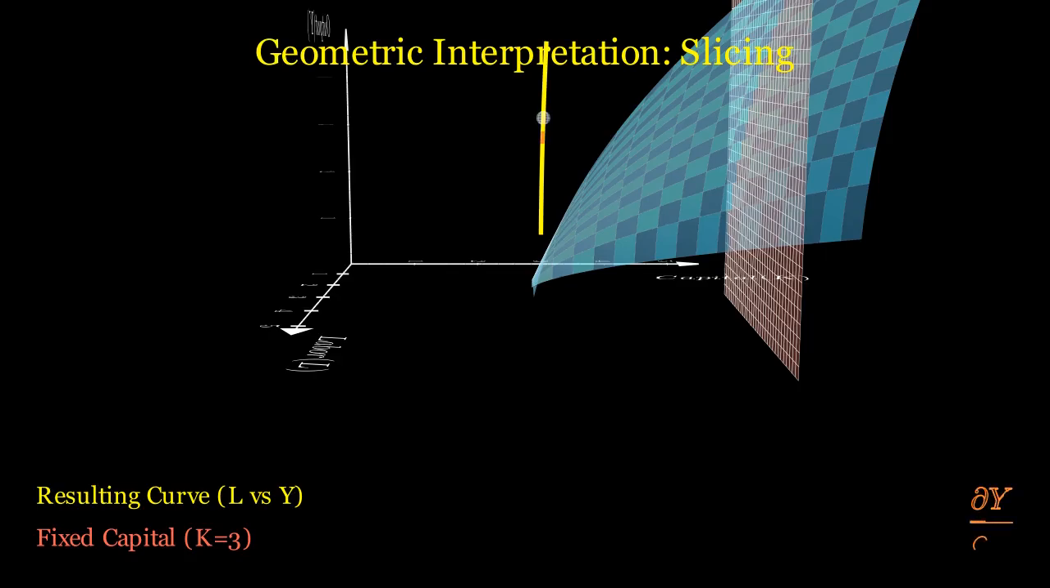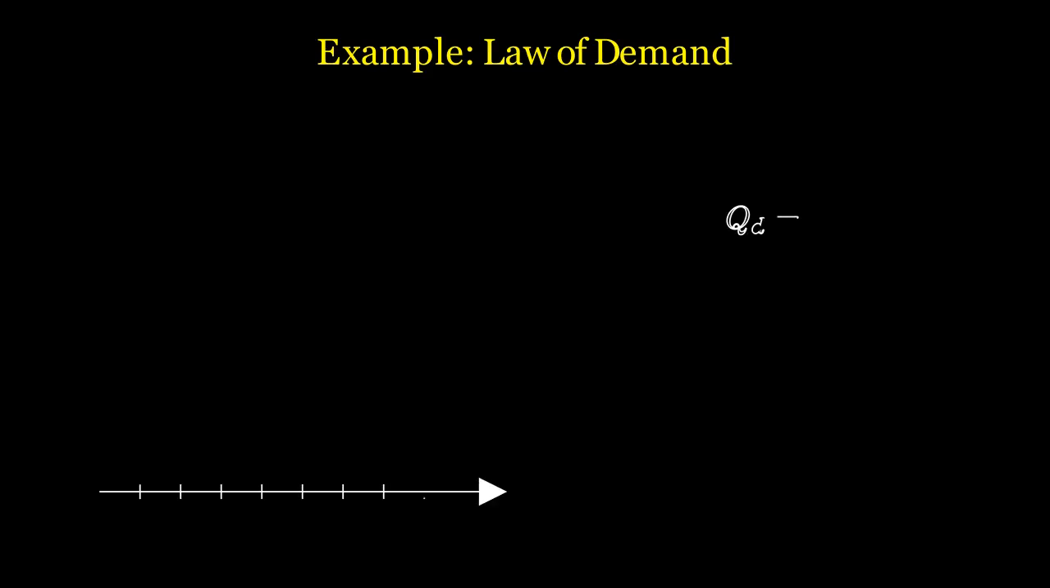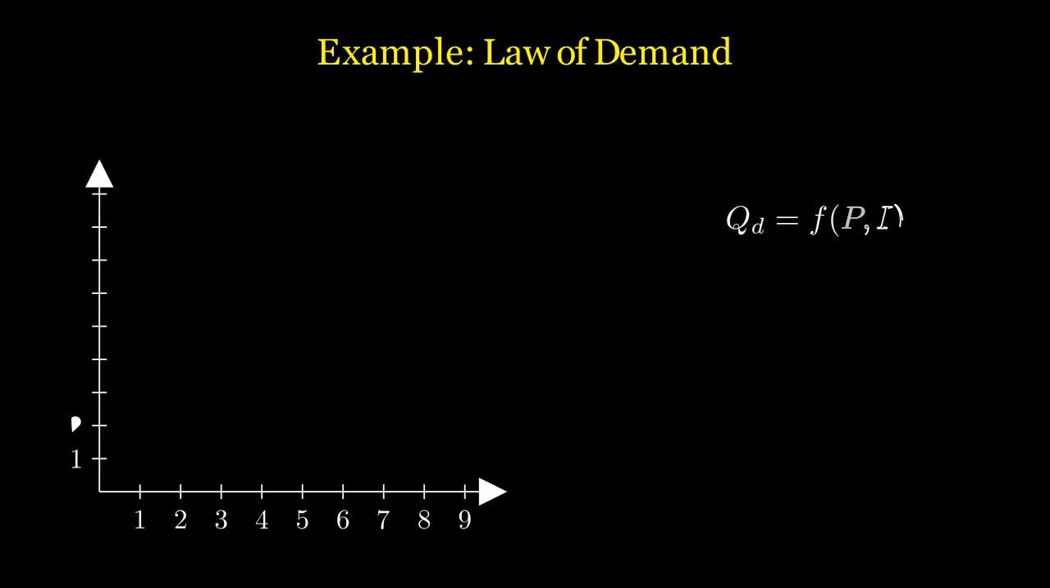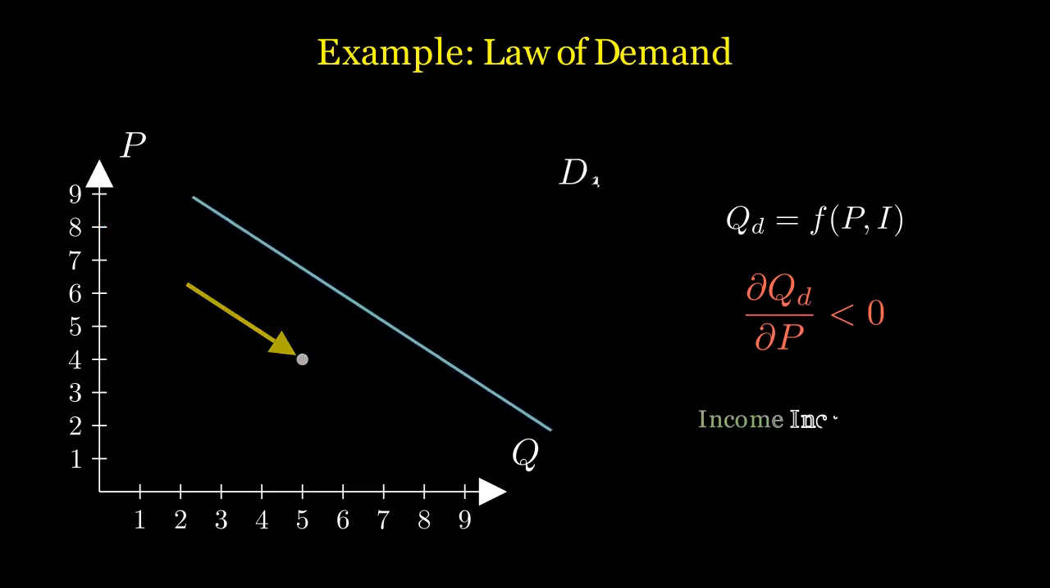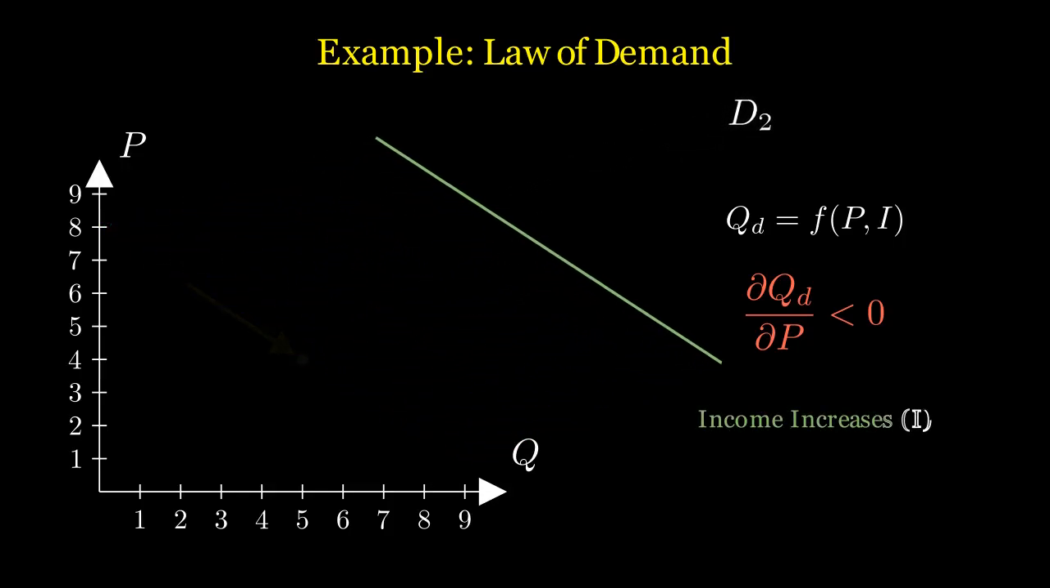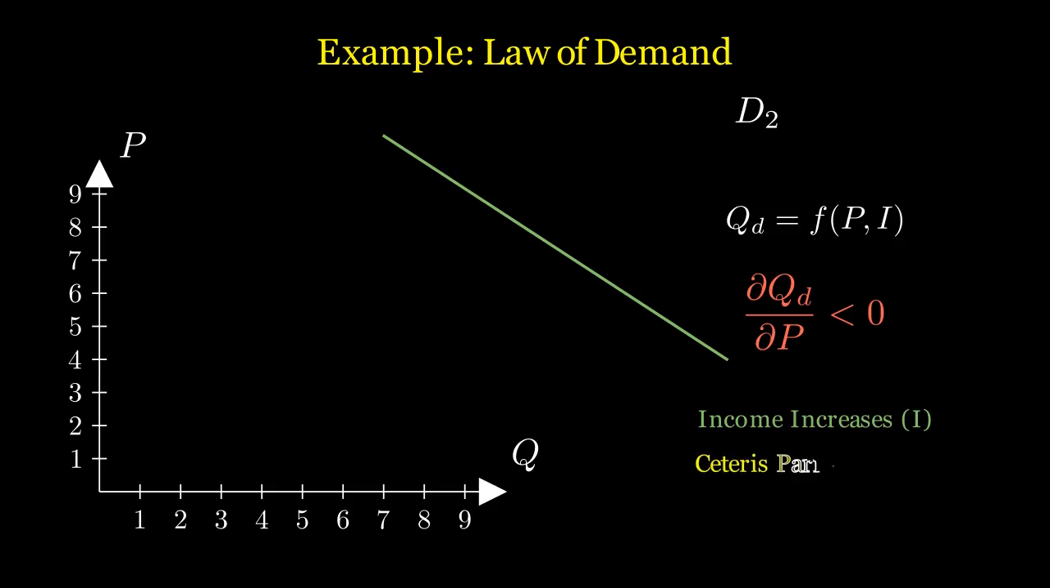Let's look at a practical example, the law of demand. Usually we say QD equals f of P, but in reality demand also depends on income, I. So QD equals f of P comma I. If the price of a luxury car increases, demand usually falls. But what if, at the same time, everyone's income doubles? The total demand might actually rise. By using partial derivatives, an economist can calculate ∂QD/∂P, which isolates the price effect, confirming that, ceteris paribus, price increases lead to lower demand.